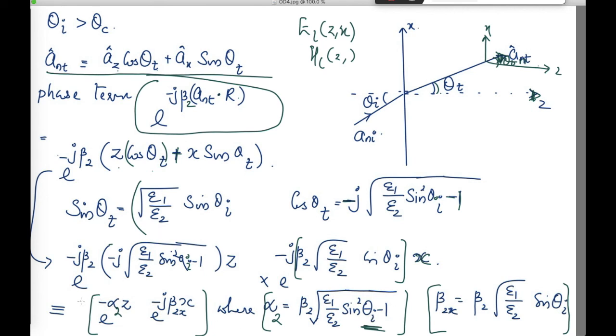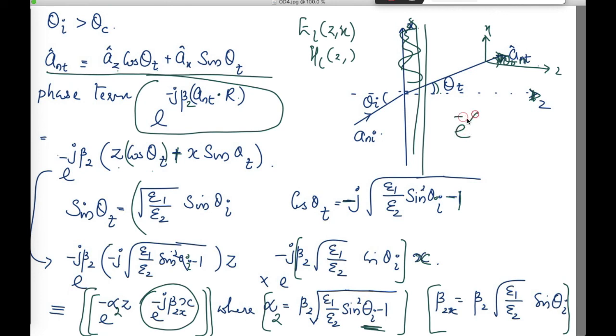What does it mean? You can see that it corresponds to an attenuating wave which travels along the x direction. So if this is your interface, you have a wave propagating along the x direction, even though that is in the second medium, and it exponentially decreases as e raised to minus alpha z. As you move away from the boundary, the amplitude decreases exponentially. But it travels along the x direction, along the interface. How?